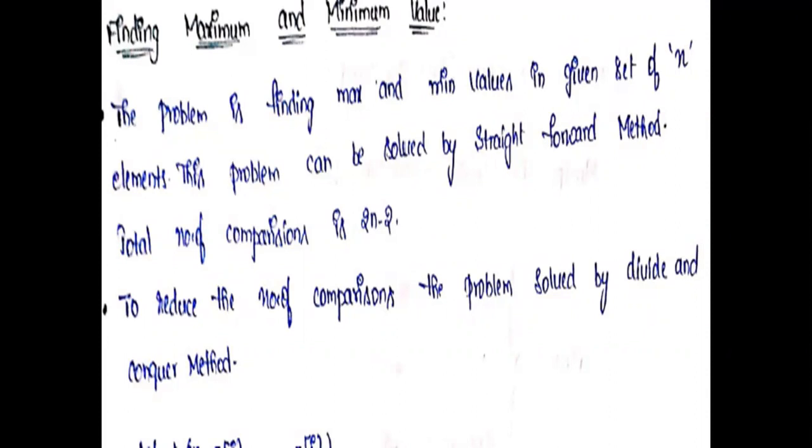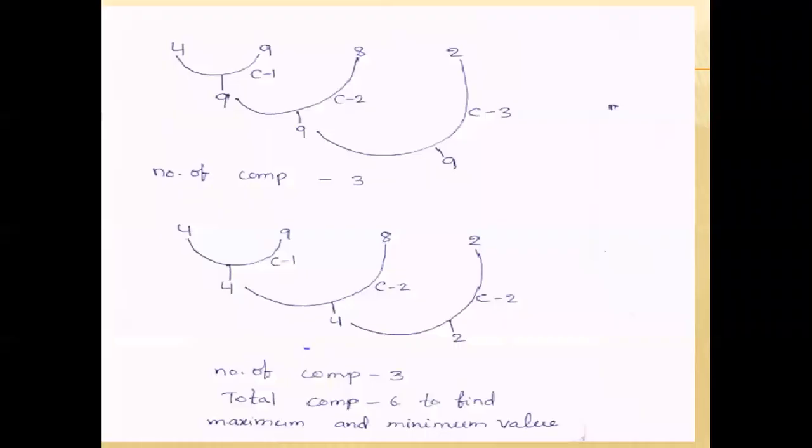So by the straightforward method, the total number of comparisons is 2n minus 2. To reduce the number of comparisons, we are using the divide and conquer method. By using the divide and conquer method, we can reduce the number of comparisons to 3n by 2 minus 2.